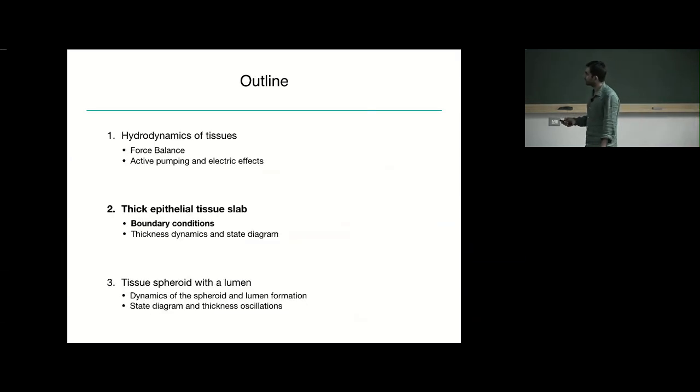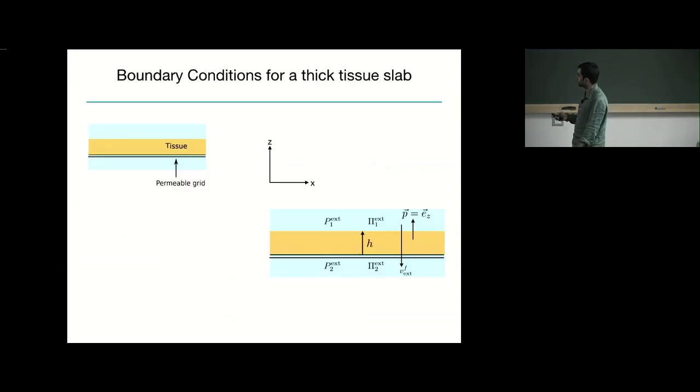So now I start with the first model, that is a thick epithelial tissue with fluid surrounding both sides. So this is the tissue and the blue region is the fluid. And I placed a permeable grid at the bottom. The permeable grid allows the fluid to pass through, but doesn't allow the cells to pass through, so it acts as a filter for the cells. And since the grid is fixed in this position, the tissue can grow only in the upward direction, but is not allowed to grow across the permeable grid.